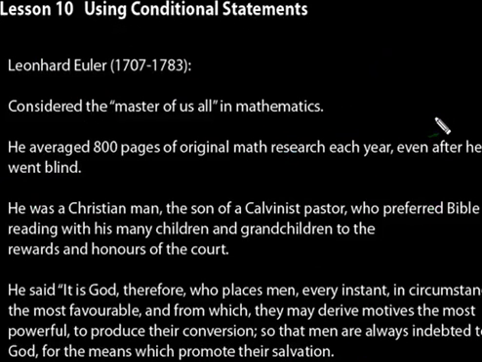Now before we finish, let's talk about Leonhard Euler for just a minute. He lived from 1707 to 1783, and we've been describing his Euler diagrams or Venn diagrams. And just some interesting facts about him. He was considered the master of us all when it comes to mathematics, and he averaged 800 pages of original math research every year, and that's even after he went blind. The last 20 or so years of his life he was blind. He had scribes dictate for him. Now he was a Christian, and he was the son of a Calvinist pastor, and he preferred Bible reading with his many children and grandchildren to the rewards and honors that the court would give him.